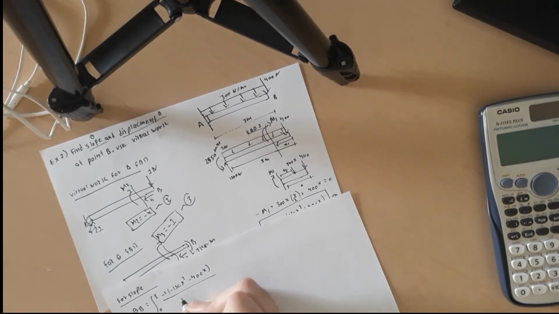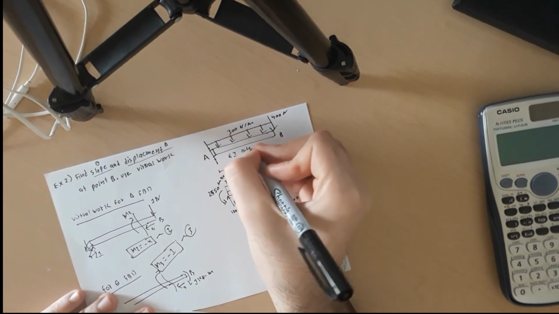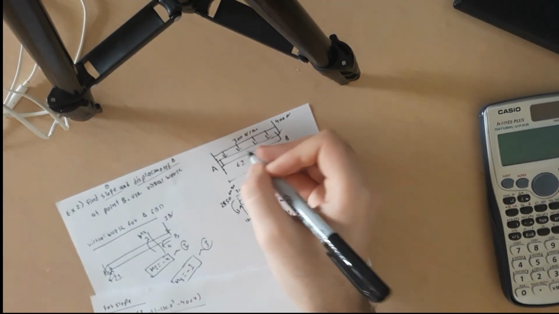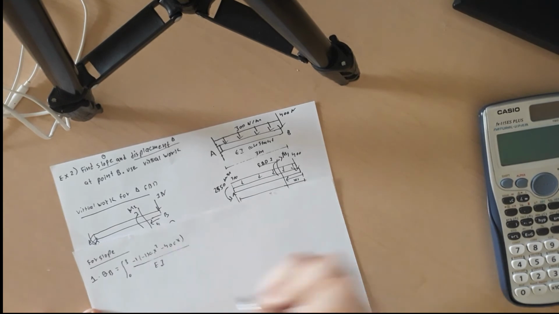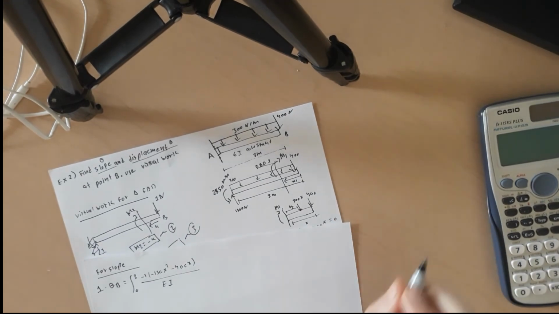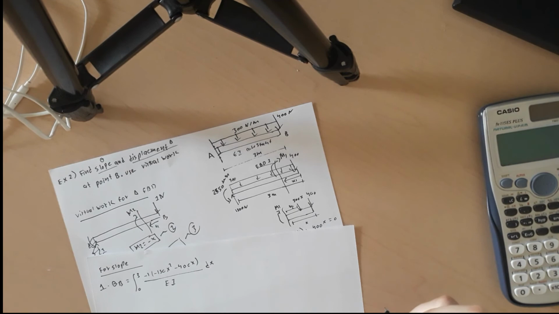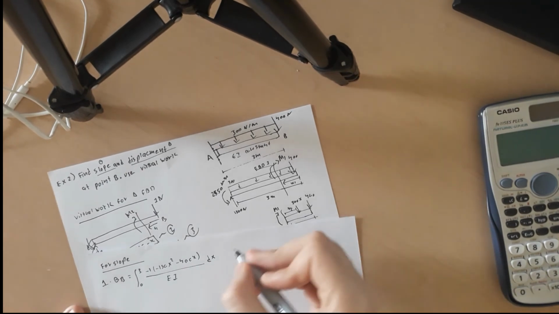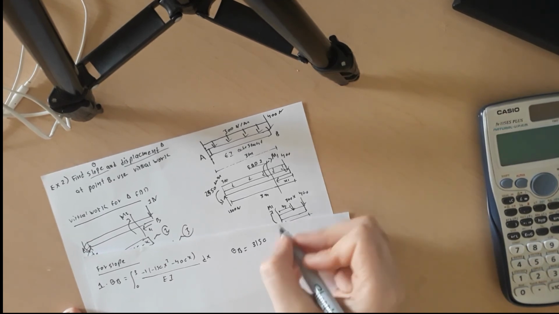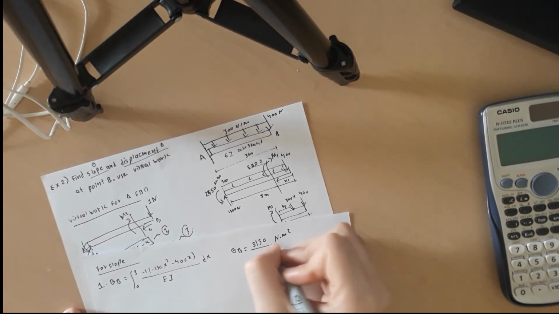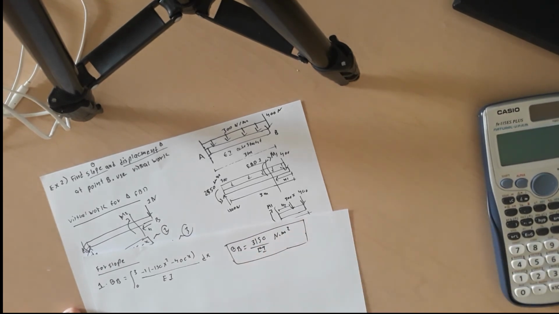Over EI. And right here, EI is constant. Why is EI constant? Because the thickness of the beam is not changing, and they say that in the problem when they give it to you. Don't worry about it. And dx. Done. We're done. Plug it into the calculator. You get theta B equals 1.5 newton meter squared over EI. You're done.